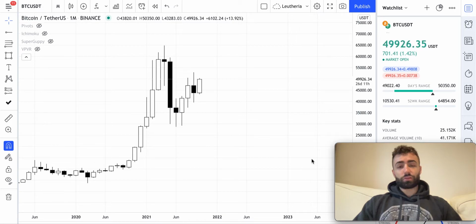In these videos, you will learn how to use technical analysis to forecast price movements in your favorite cryptocurrencies like Bitcoin, Ethereum, and others.